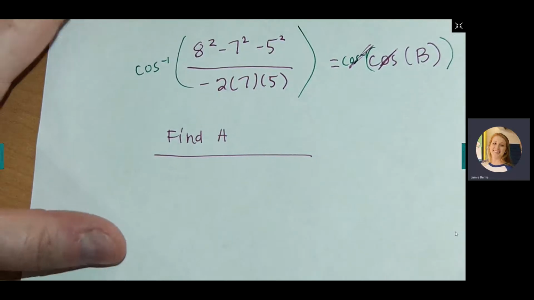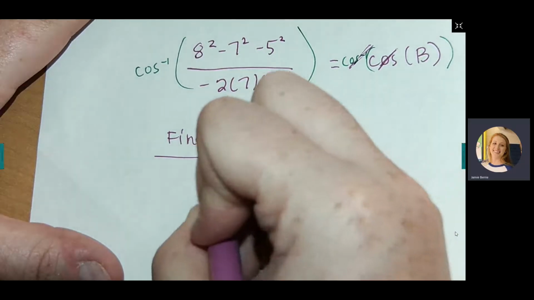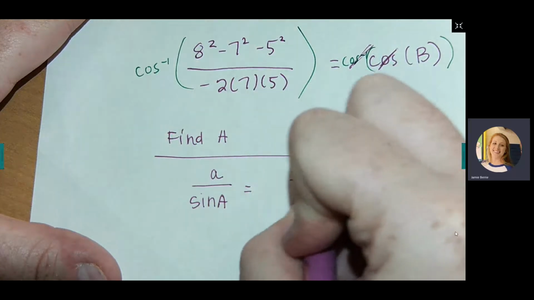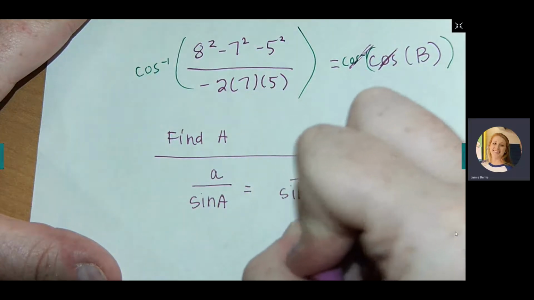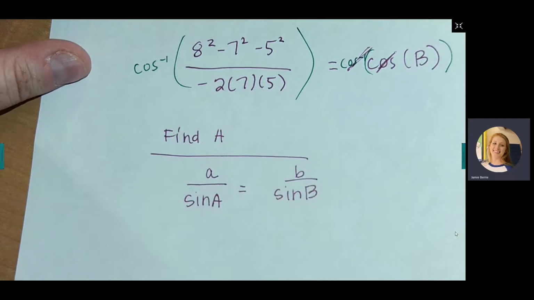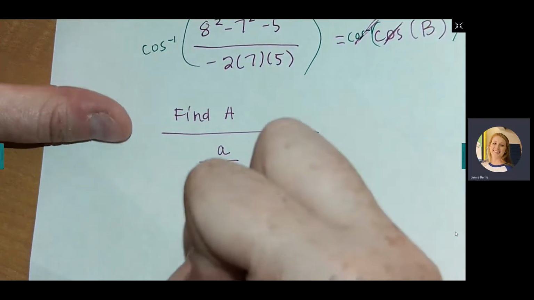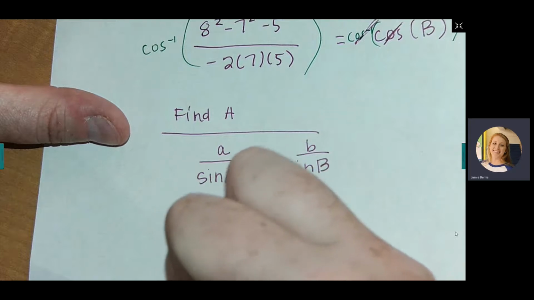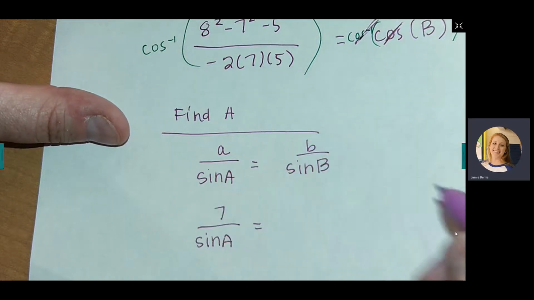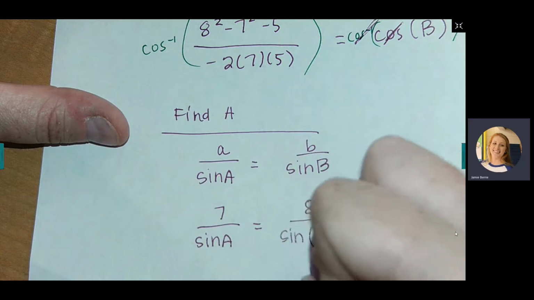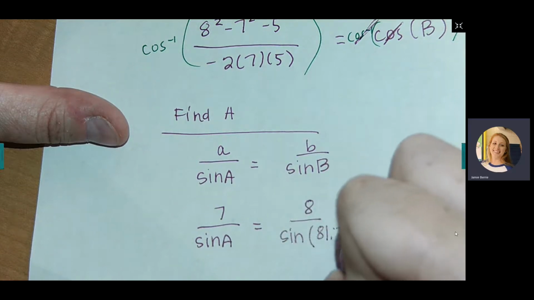And then we can use the law of sines. So we'll do little a over sine of big A equals little b over sine of big B. I know I'm supposed to use little b over sine of big B because that's the one where I know the matching side and angle. So I know little a is 7. I don't know the angle A. Little b is 8. Big B is 81.787.